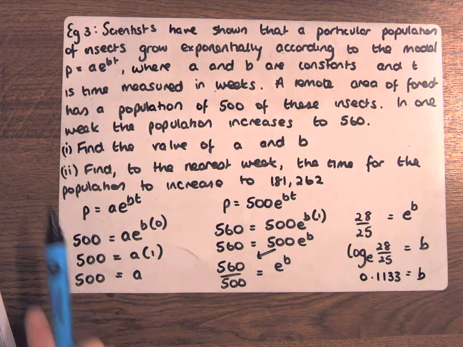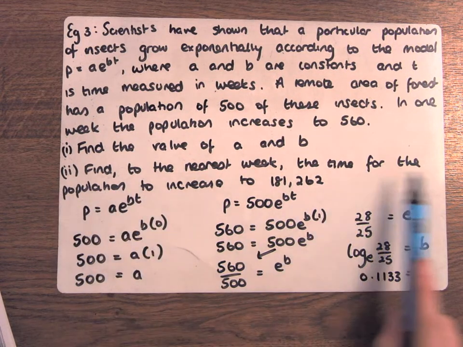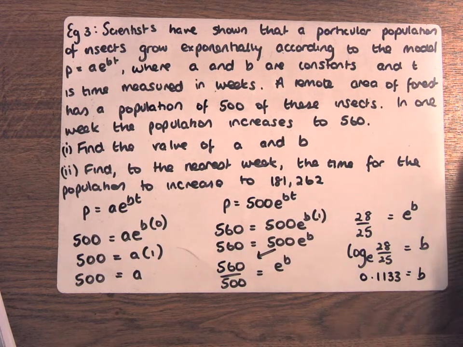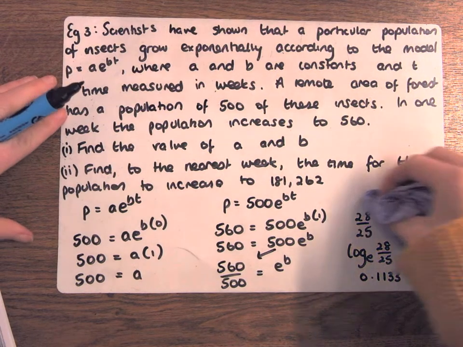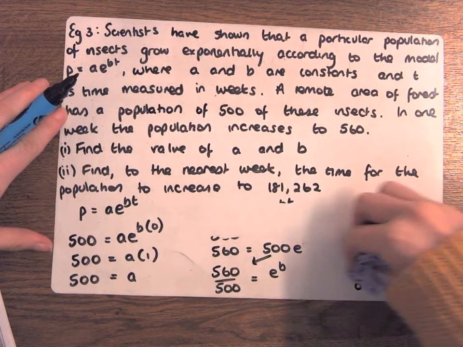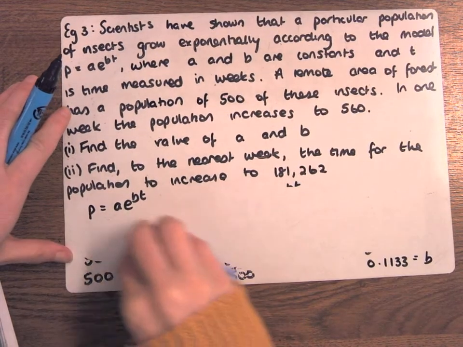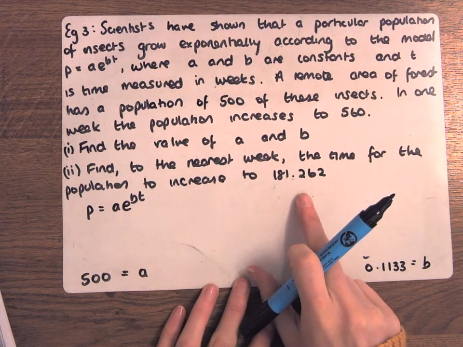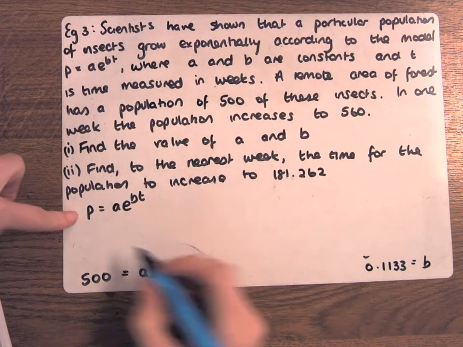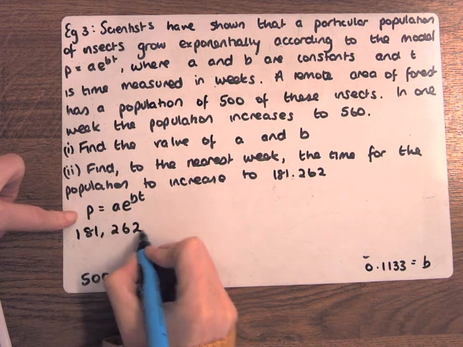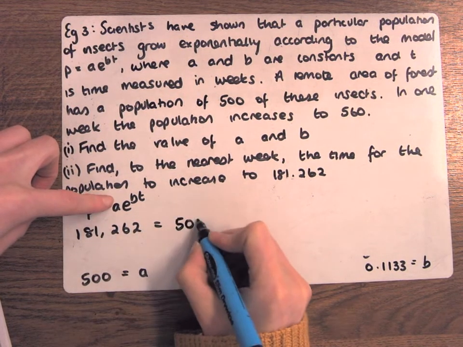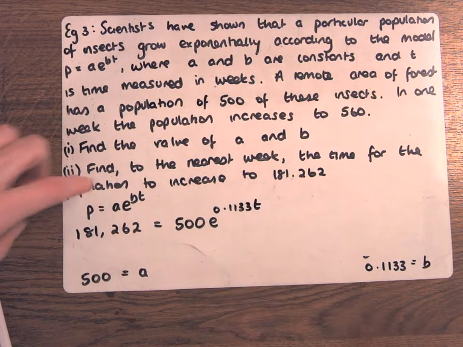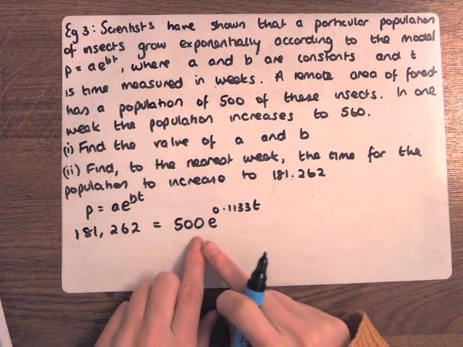Now part 2. Find the time it takes for the population to increase to this. What do we do? Fill everything in. The population would be that number, that's my P. So I'm saying 181,262 equals 500, because I know that A is 500, and B is 0.1133, times t. I just filled in my A and my B.